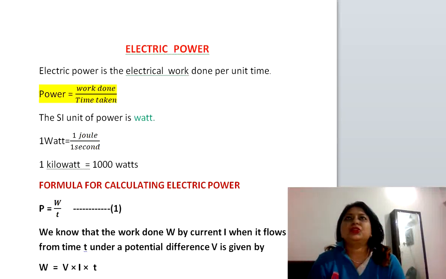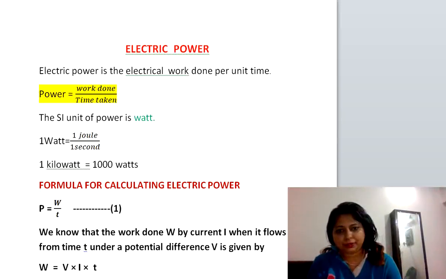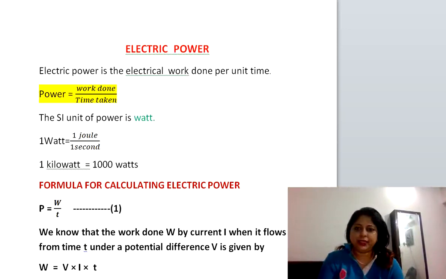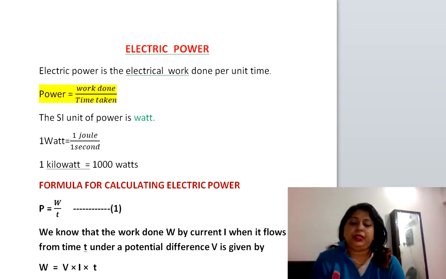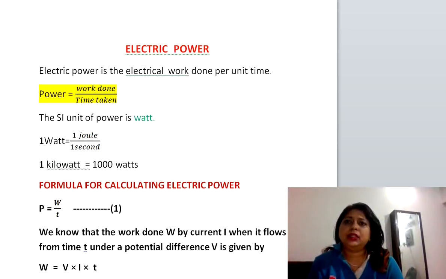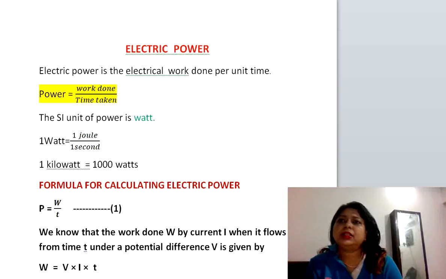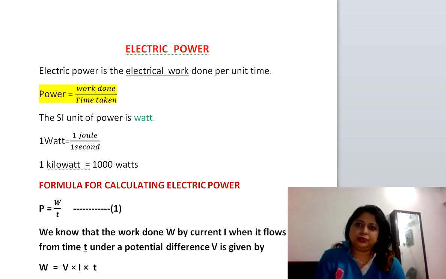Hello children, today's topic is electric power. So let's start it. Electric power is the electrical work done per unit time. Means when electric current passes through a conductor, electrical energy is used up and we say that current is doing work.